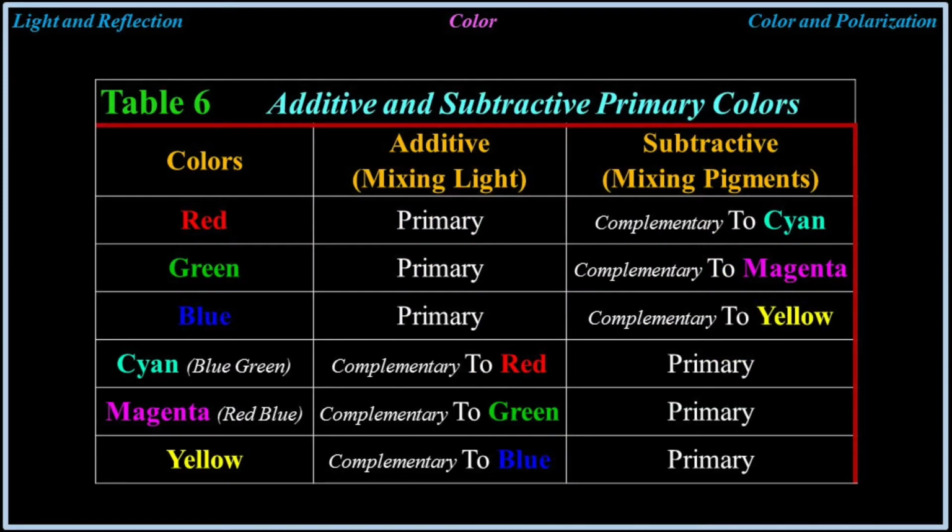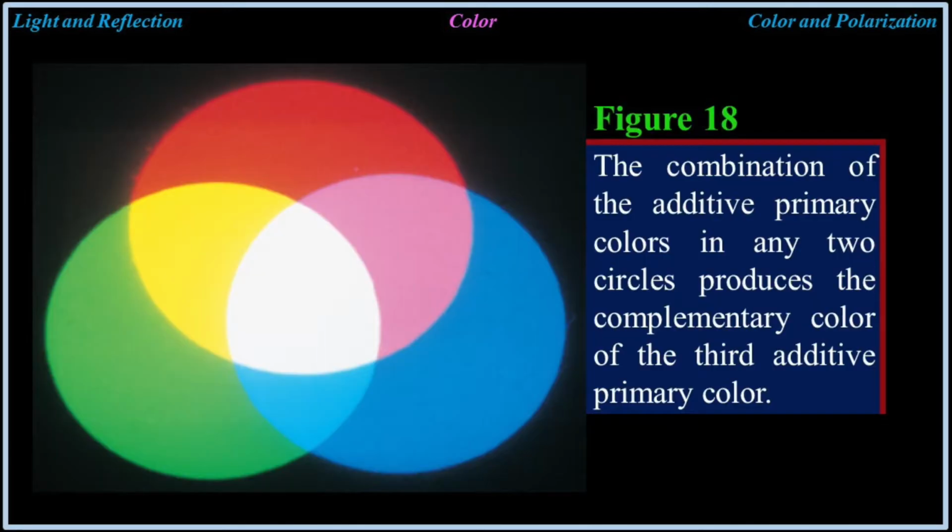Here's Table 6, additive and subtractive primary colors. Look at the chart carefully. You'll see that the additive colors are red, green, and blue. Those are the primary. And cyan, magenta, and yellow are the subtractive colors, meaning they're the primary of the subtractive colors. So study this carefully. You'll get it.